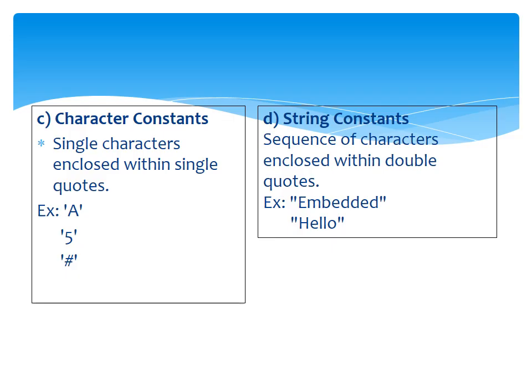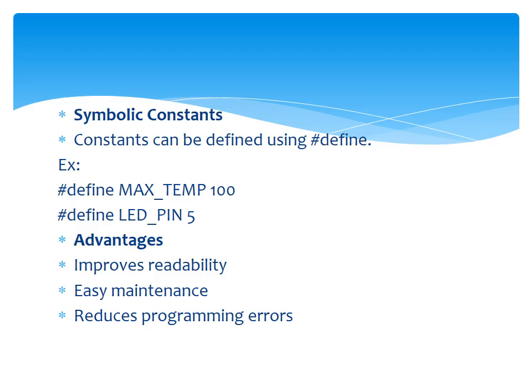And the third type is character constants. These are single characters within single quotes. You can see some examples as 'A', '5', and '#' within single quotes. And the next type is string constants. These are sequences of characters within double quotes. You can have examples such as "embedded", "hello", "print", or any sequence of characters.